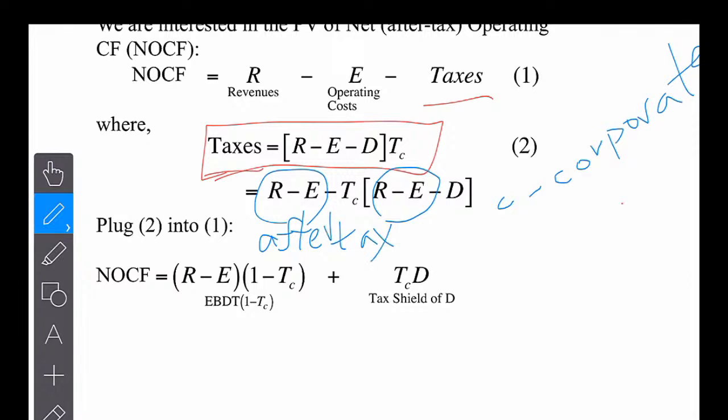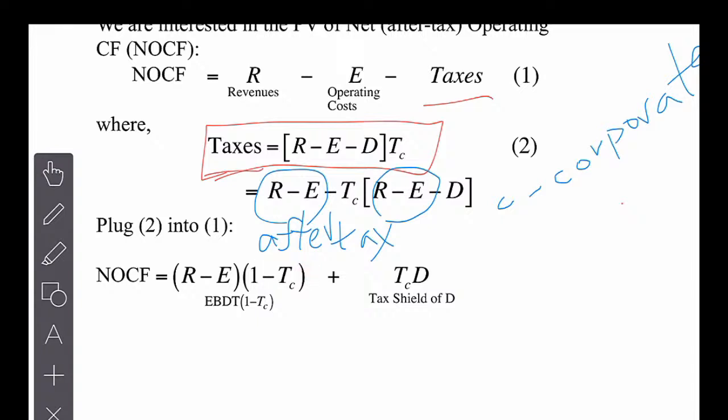Okay, whenever you see this 1 minus TC in your mind or aloud, say after tax. So this is earnings before depreciation and taxes after tax. So even though I put EBDT, I take it off. So if tax is 40%, that leaves 60%. So that's what we care about, the 1 minus TC.